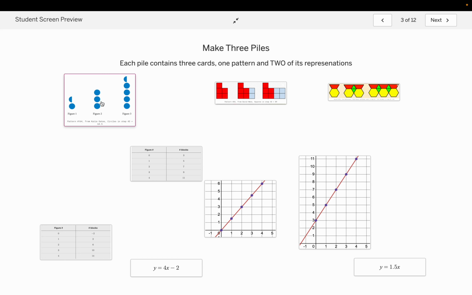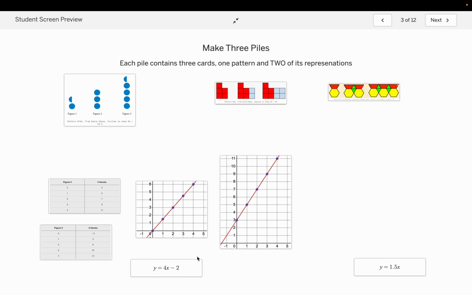And now when you look at it, you can see that there's a pattern here with circles, and it looks like I see 1.5 and then 3. This one has some red and blue squares, and this one has a bunch of pattern blocks, including those green triangles. And you can see that there are 6 cards remaining, 2 graphs, 2 tables, and 2 equations. And so I don't have a graph, table, and equation for each pile, but I want to remind you that this says each pile will have a total of 3 cards, the pattern and 2 other cards.